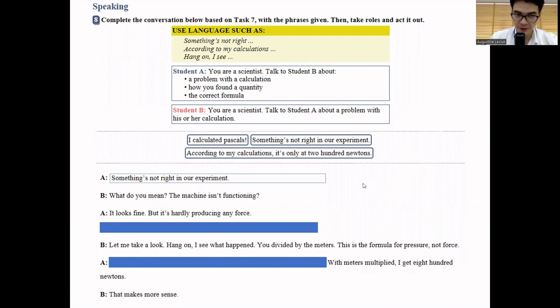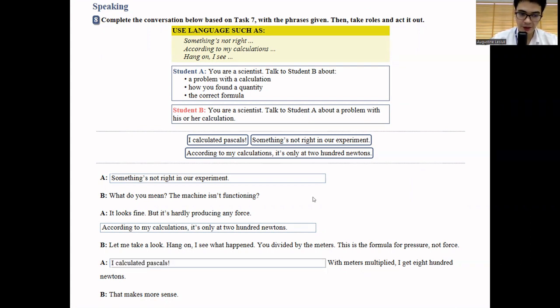Something's not right in our experiment. What do you mean? The machine isn't functioning? It looks fine, but it's hardly producing any force. According to my calculations, it's only at 200 newtons. Let me take a look. Hang on, I see what happened. You divided by the meters. This is the formula for pressure, not force. I calculated pascals. With meters multiplied, I get 800 newtons. That makes more sense.